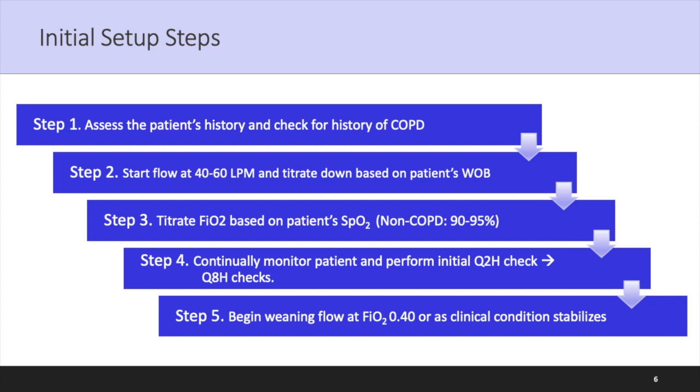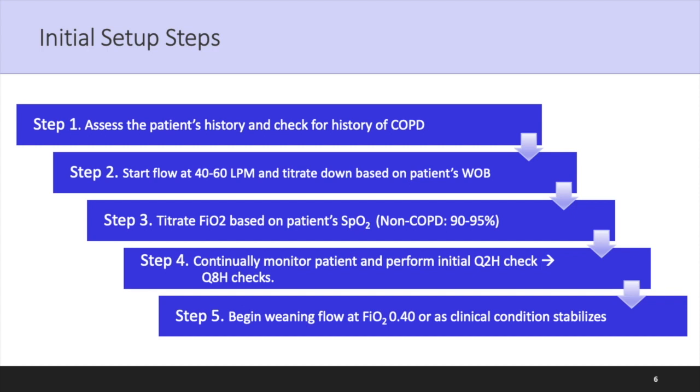So in our COPD patients, we may not want to go up on our FiO2 as aggressively just because we can get some reversal of hypoxemic pulmonary vasoconstriction. So target SATs of 88 to 92, somewhere around there, instead of just our non-COPD patients where we're at about 90 to 95%. We'll start at a flow of about 40 to 60 liters per minute. Honestly, 60 is high. It's going to be uncomfortable for the patient.